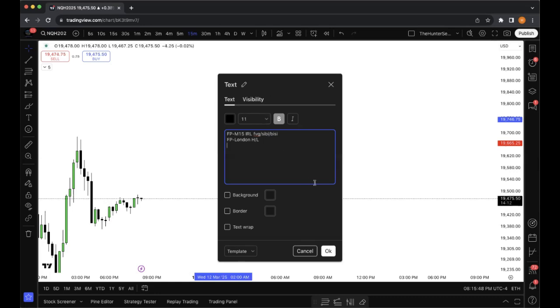Towards the end of this, but back to this. So first presentation, London high or low always has to come first, right? And then it would be first presentation into previous day's high or low. And then lastly, it would be first presentation into previous week's high and low. And I really wouldn't take it any further than that.